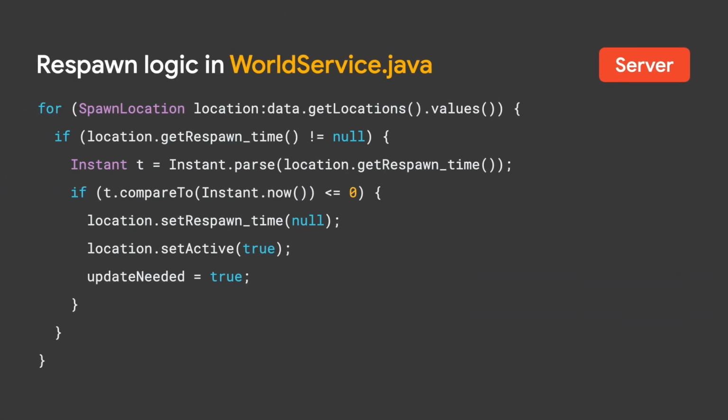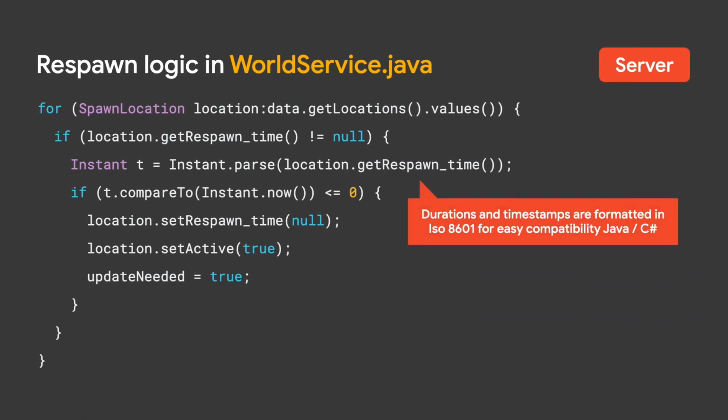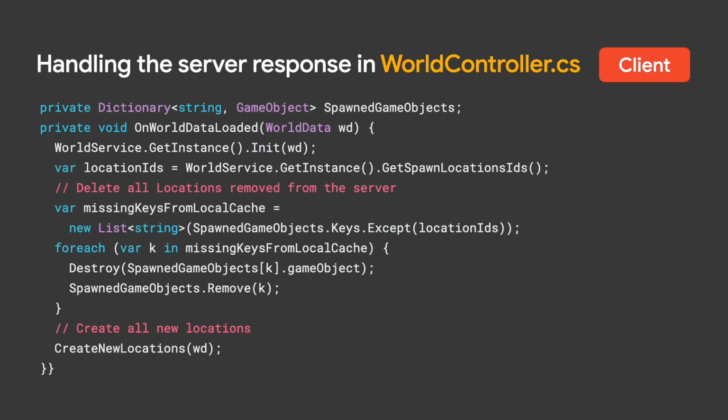We kept the response logic simple. The server parses the response time property and compares it to the current UTC time. Note that all times are in ISO 8601 format so that they can be parsed easily on both C# client and Java server. Back to the client, as soon as the response is received, the local cache of game objects associated with spawn locations is updated by performing a differential between the old and new datasets. You'll notice that both client and server perform similar housekeeping operations.